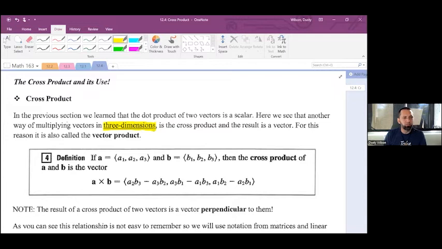So here's the definition. If A is the vector A1, A2, A3, and B is the vector B1, B2, B3, notice they're both in 3 dimensions, then the cross product of A and B is the vector A cross B equal to the vector A2 B3 minus A3 B2, comma, A3 B1 minus A1 B3, comma, A1 B2 minus A2 B1, end of the vector. Whew, that's a lot. Good news, you don't need to memorize that.